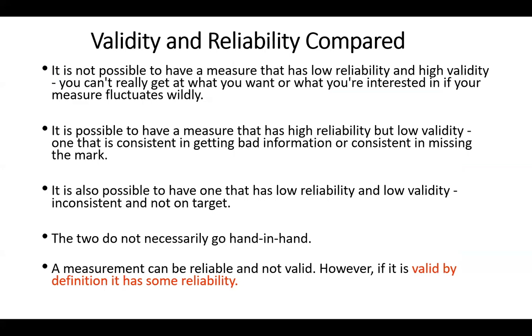It's not possible to have a measure that has low reliability and high validity. If it varies so much, it cannot be valid. Particularly when a measure fluctuates very widely, it means you are not getting the right measure. It's possible to have a measure that has high reliability but low validity, which is the example we gave. It's also possible to have low and low: not on target and at the same time not consistent.